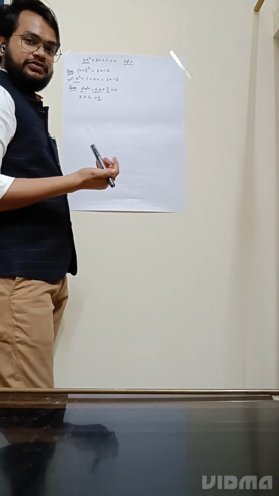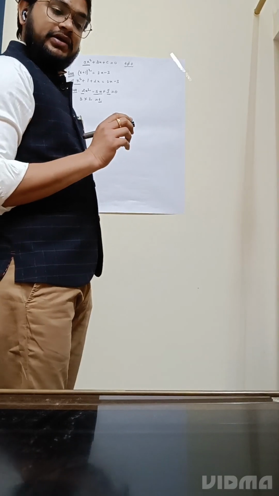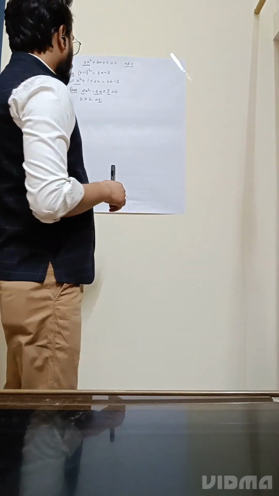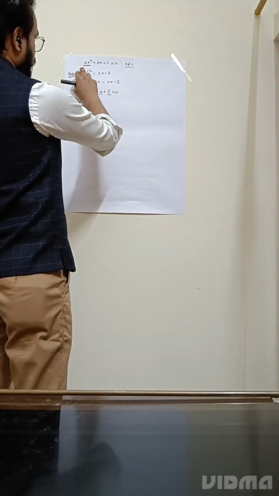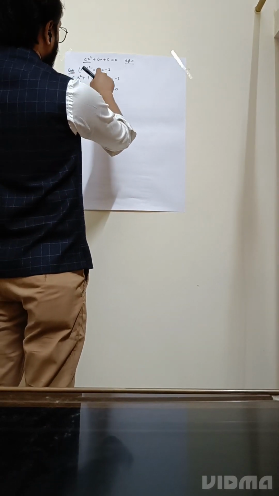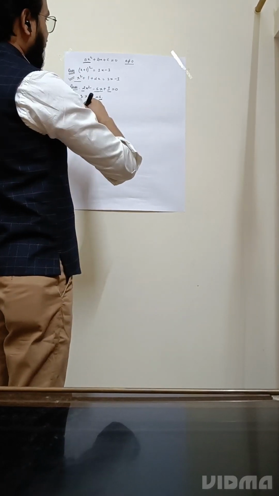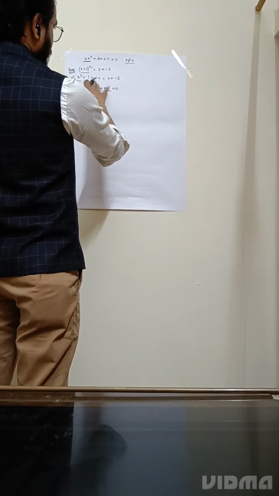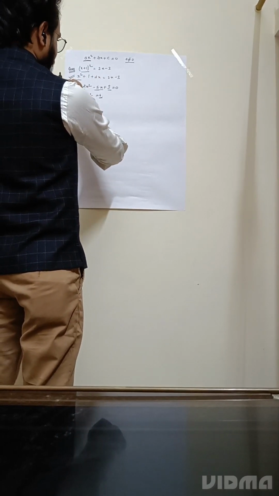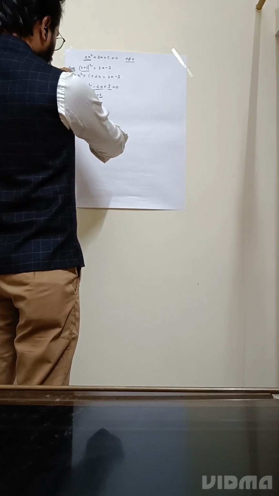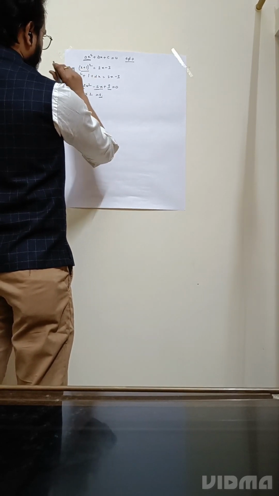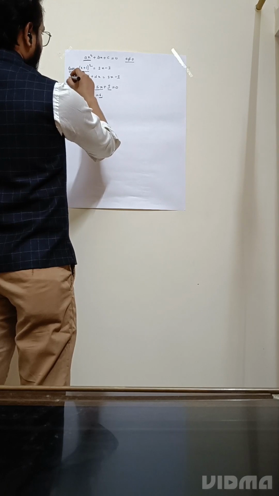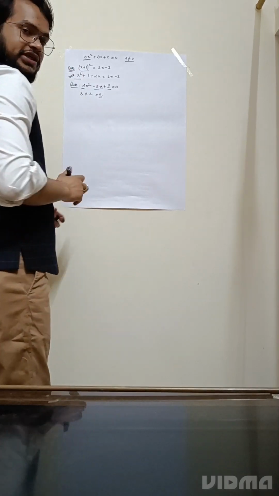Now let's take the first question to check whether an equation is quadratic or not. The question is (x plus 1) whole square is equal to 2x minus 3. Now when expanding this square, we get x square plus 1 plus 2x equal to 2x minus 3. Now we see in this equation the highest power of x is 2. So we can say that this equation is quadratic.